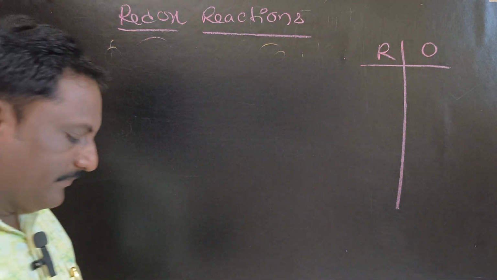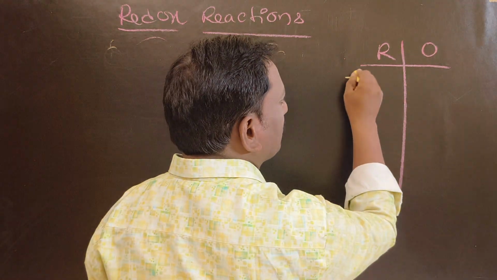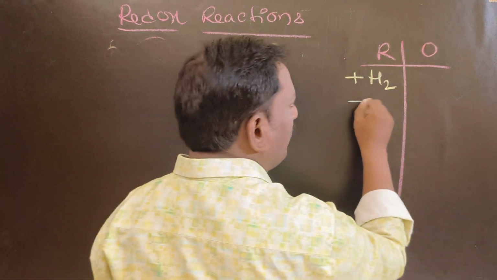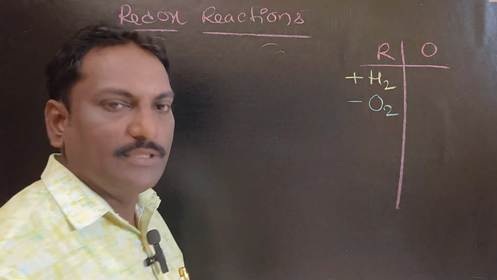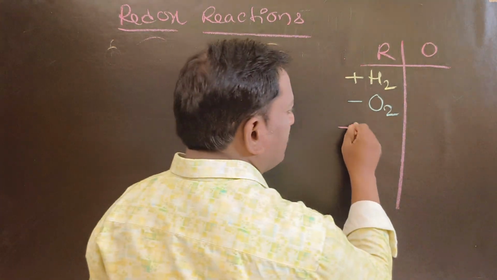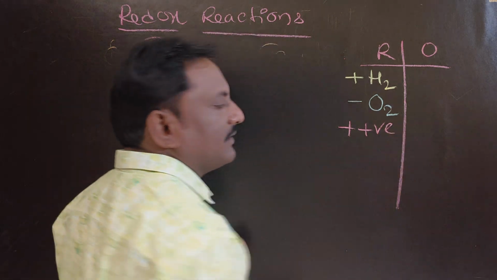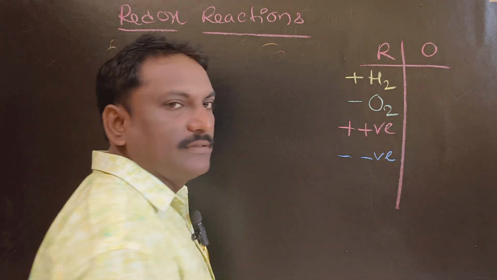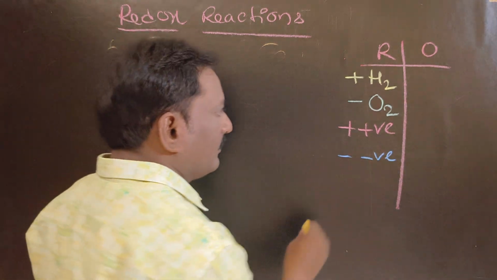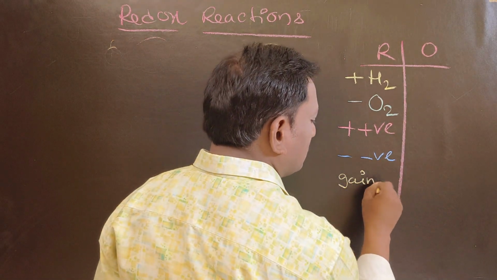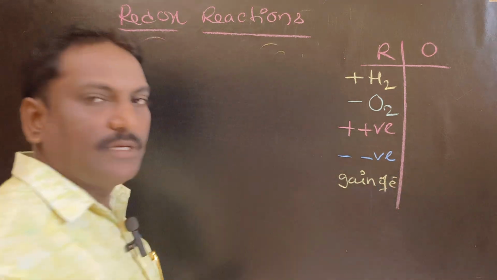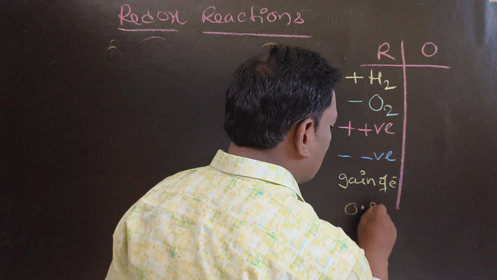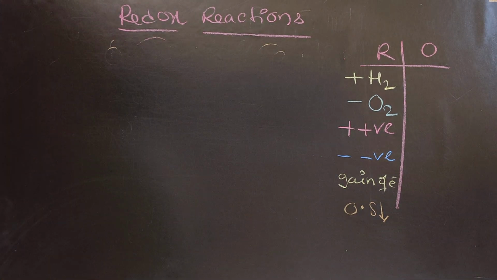Reduction means addition of hydrogen to any substance is called reduction. Removal of oxygen from any substance is called reduction. Addition of an electropositive element is reduction. Removal of an electronegative element is reduction. Gain of electrons is reduction. Next one, decrement in oxidation state is reduction.